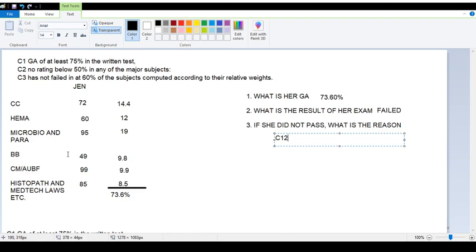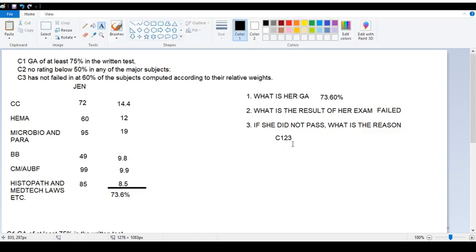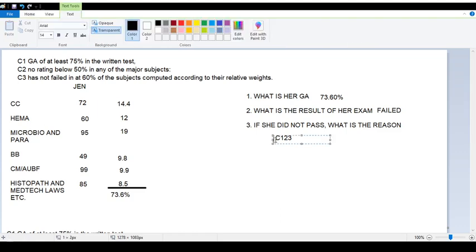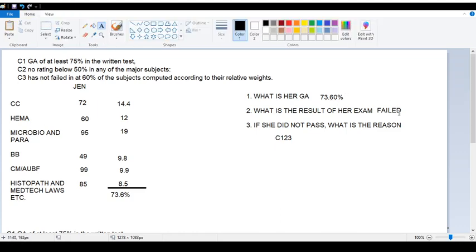20, another 20, another 20. So, she failed in 60% of the subjects computed to the relative weights. So, she failed the exam because she was not able to meet all of the 3 criteria. So, kaya ganyan yung ilalagay nyo sa third. Okay? So, sa third na blank dun sa identification, failed, the GWA, result, and kung bakit siya bumagsak, the criteria that she was not able to meet.